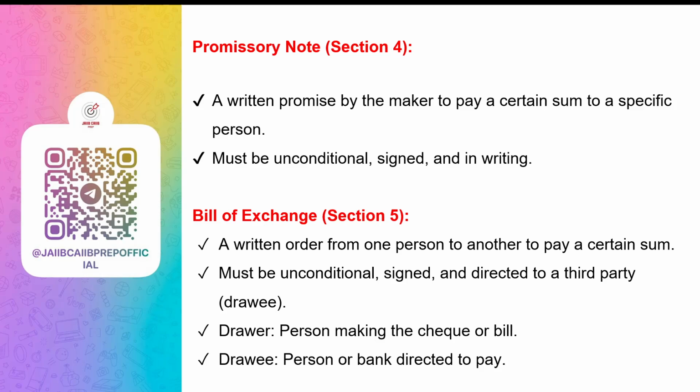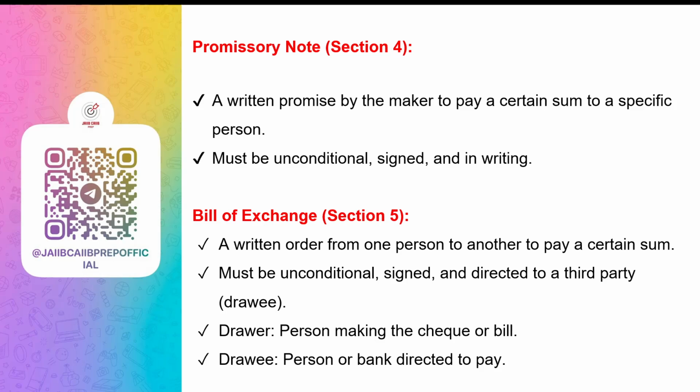For example, if the note says, I promise to pay B 500 rupees, this is a valid promissory note. But if the note says I promise to pay B 500 rupees after I win a lottery, it is not a valid promissory note because the payment depends on a condition, and only statements that are a clear promise to pay a fixed amount of money are considered promissory notes under the law.